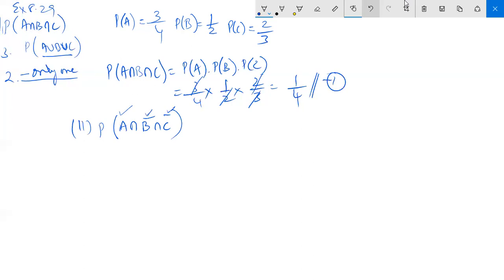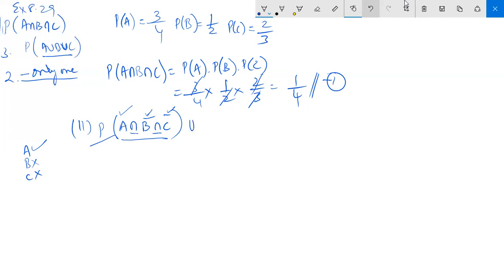Very important: intersection means all three events occur. What three events? A will hit it, B will not hit, and C will not hit. That is expressed as A intersection B dash intersection C dash, B naught and C naught. That is only A.